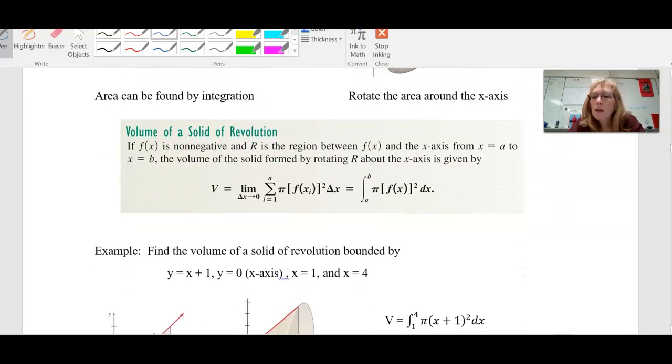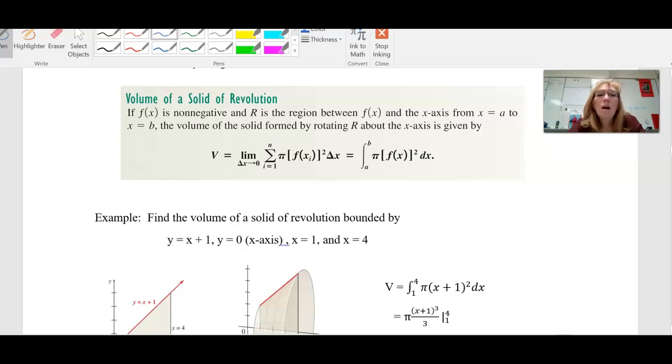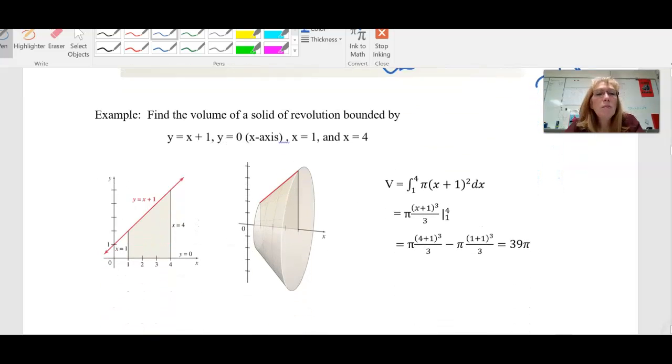Now, this is our volume of a solid formula. We take the limit as delta x approaches 0, of the summation from i equals 1 to n of pi r squared times your change in x. Well, that's pretty obvious, right? Because you know that the area of a circle is pi r squared. So since we know pi r squared, all we're doing now is taking our radius right here, which was what our area was all the way through, so we can get the volume of our solid.